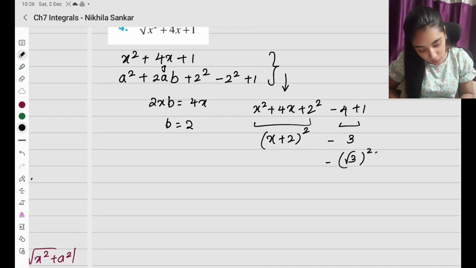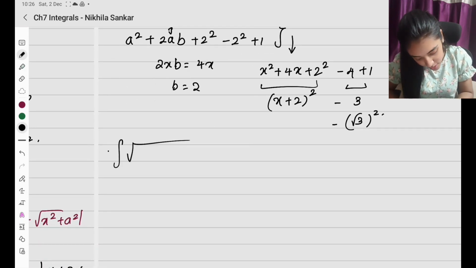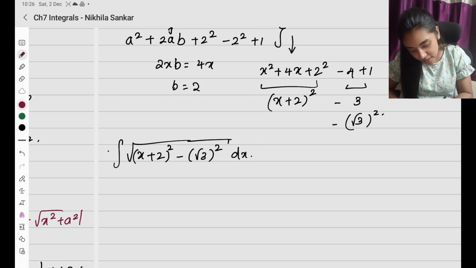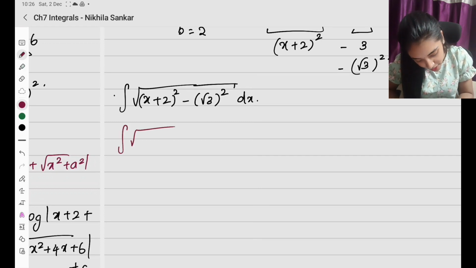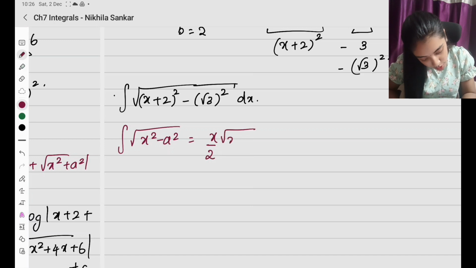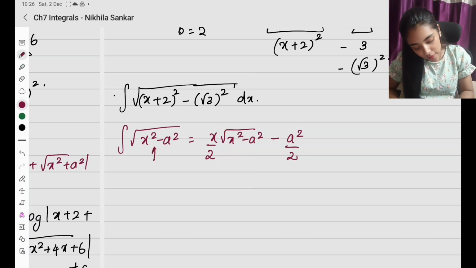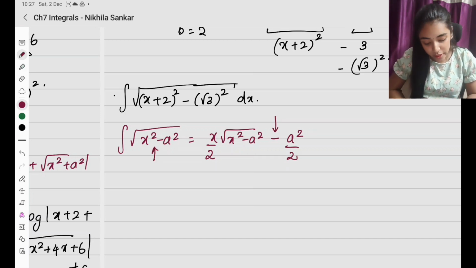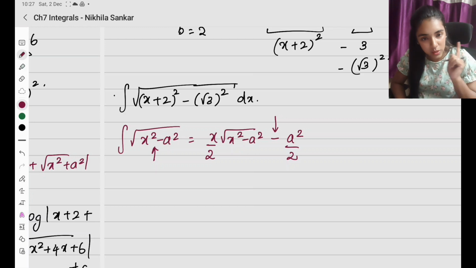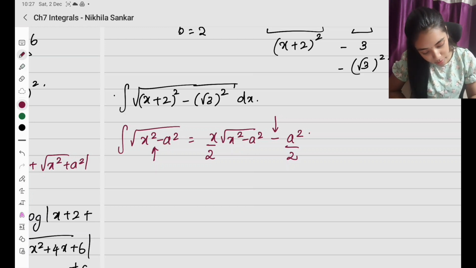So how does my question look like? Integral square root of x plus 2 the whole square minus square root of 3 the whole square times dx. So இந்த இடத்துல formula carefully போடுங்க. So integral of square root of x square minus a square equals first x by 2 square root of x square minus a square minus a square by 2. You have a minus here, so you should write a minus. Square root of a square minus x square க்கு minus வராது. இந்த ஒரே ஒரு formulaக்கு மட்டும் தான் minus வரும். Okay, always remember. Times log mod, இது நமக்கு usual. Square root of x square minus a square plus c.